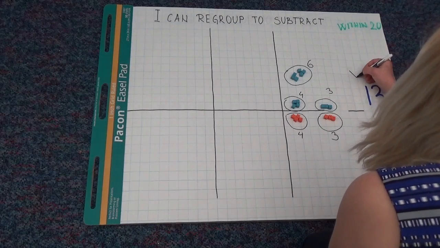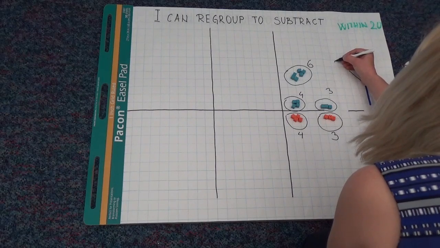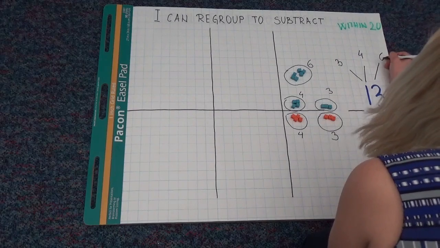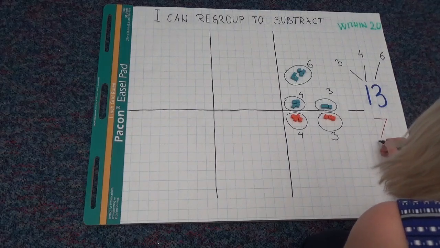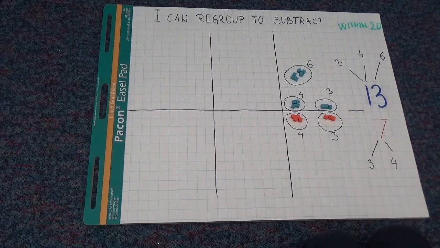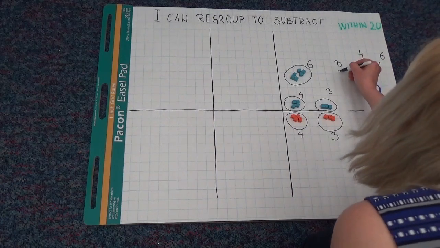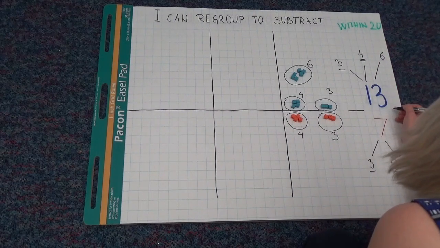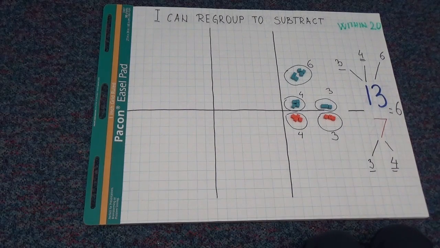So let's write this down. We decompose 13 into 3, 4, and 6. Let's check. 6 plus 4, 10 plus 3, 13. And we decompose 7 into 3 and 4. Now we can just cancel 3 and 3, 4 and 4, and we are left with 6. So our answer is 6. 13 minus 7 is 6.